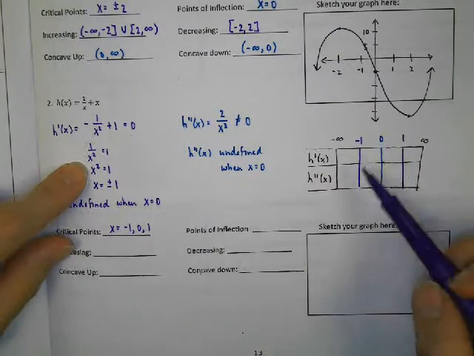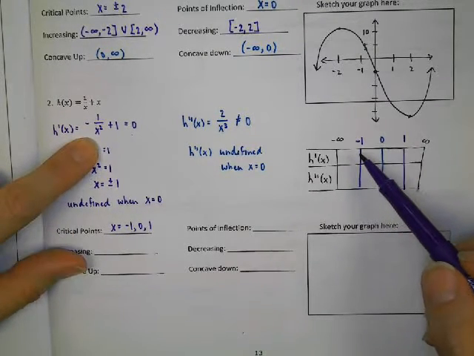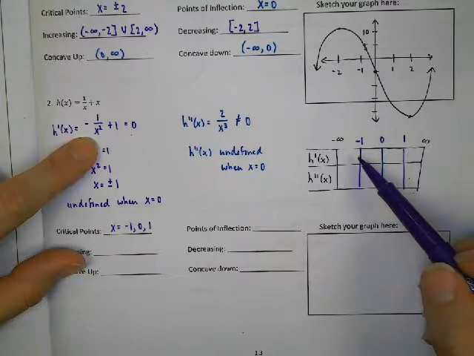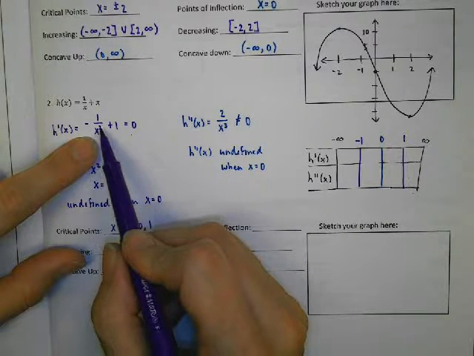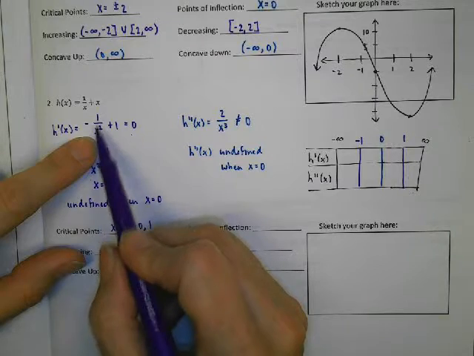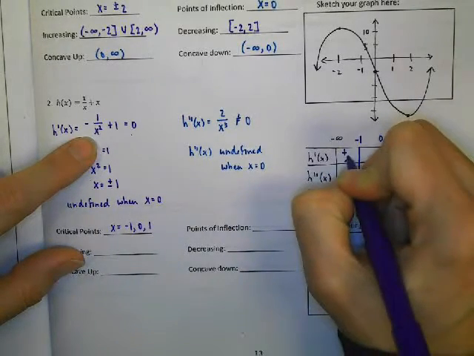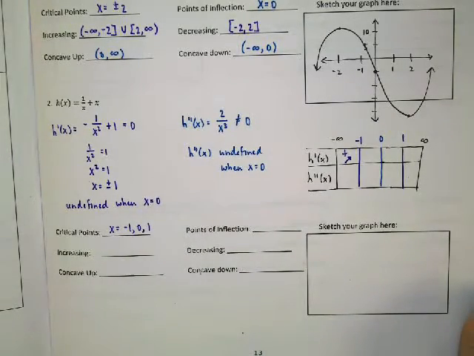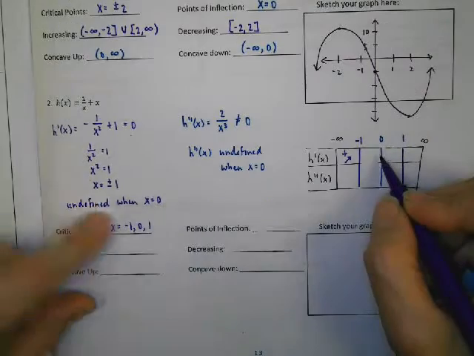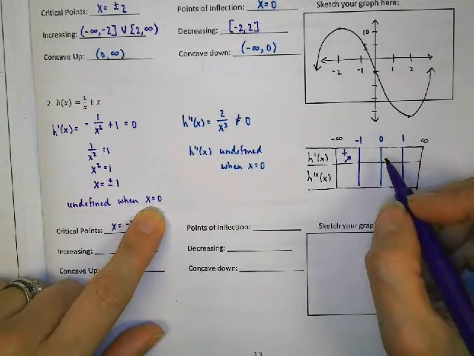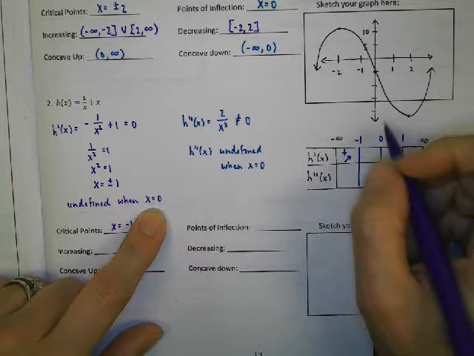So if I'm looking here, I'm going to pick a point less than -1, and I'm going to plug it into my derivative. So if I pick -2, I'm going to get -2 squared is 4, so I have -1/4 plus 1. So I'm going to be positive. I'm increasing there. Then on my next interval, and actually this was undefined when x equals 0, so I do need to check both between -1 and 0 and 0 and 1.